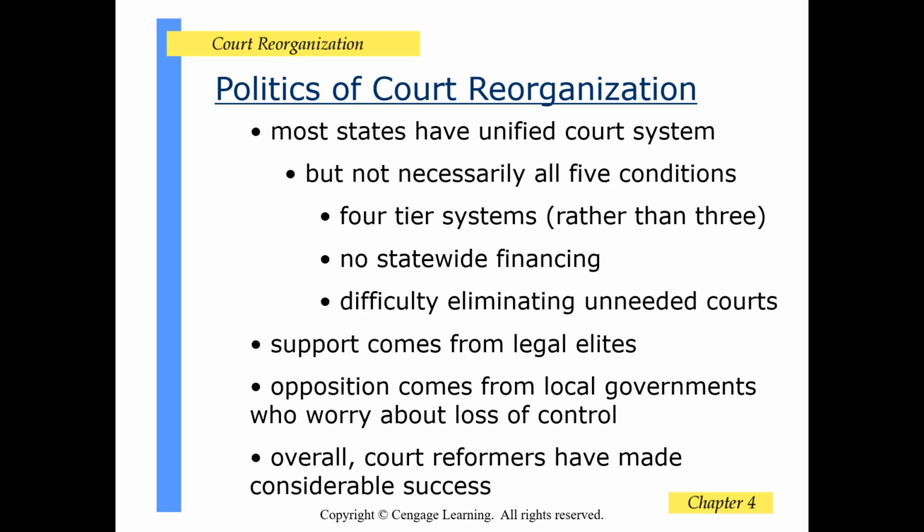Most states have a unified court system, but not necessarily all 5 conditions exist. Support comes from legal elites to reform the system in line with those 5 conditions. Opposition comes from local governments who worry about loss of control. And so overall, court reformers have made considerable success.